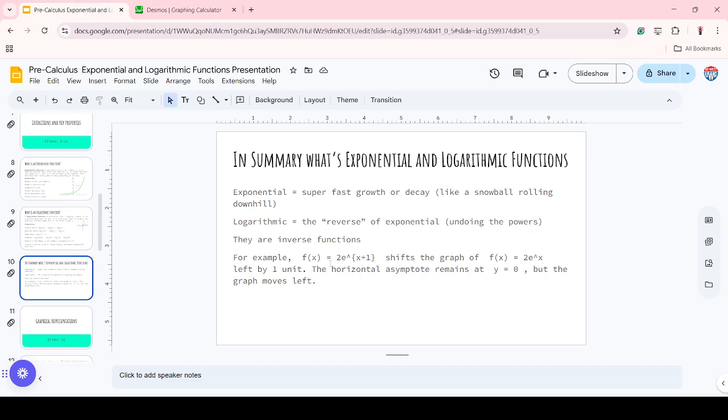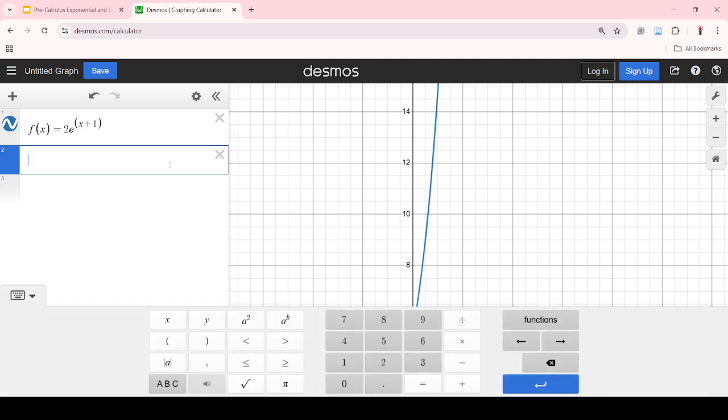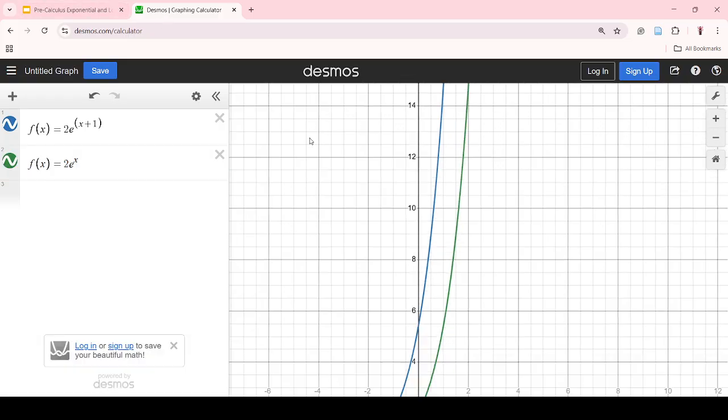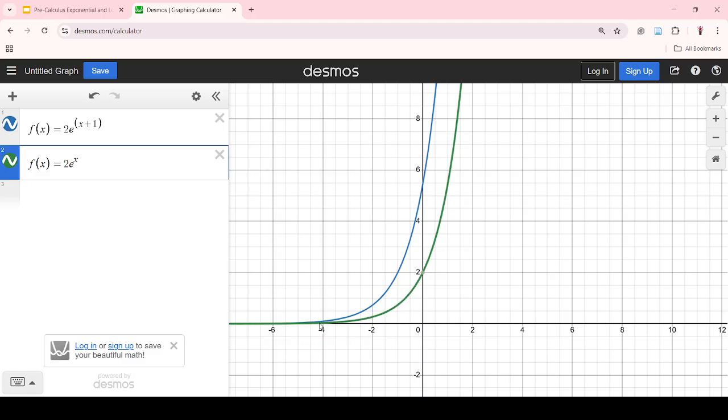So we see that this graph shifts the graph of f of x is equal to 2e to the power of x. And we see this graph, which they are both on the same coordinates right here, which is (-6, 0).